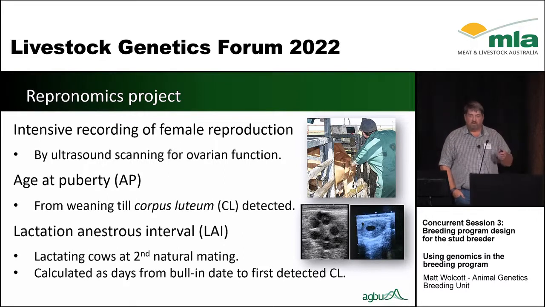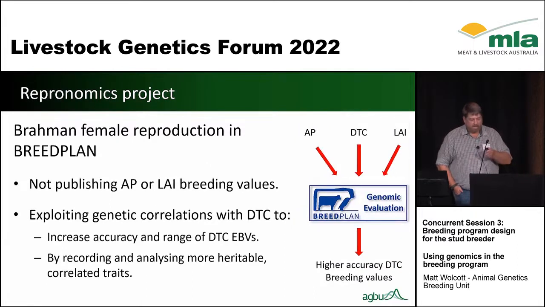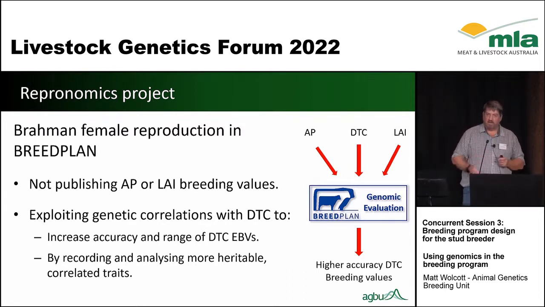As I said, we've identified 2 traits based on this information: the age at which those females are first reaching puberty, and lactation and estrus, how quickly they return to cyclicity following their first calving. I think it's important to point out that despite all of this high-tech information coming into the evaluation, it's still being distilled into the same EBV.